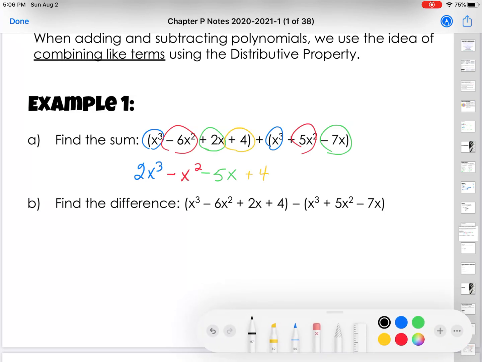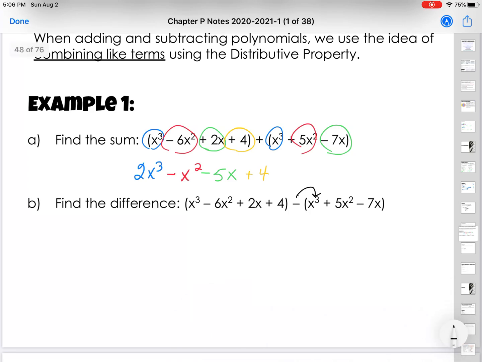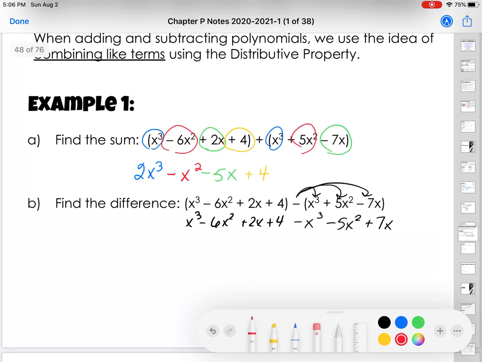The only thing different is when I am subtracting, what I want to keep in mind is this negative symbol has to be distributed. So we tend to like to rewrite first. X cubed minus 6x squared plus 2x plus 4. All of those change signs. That's a minus x cubed, a minus 5x squared, and a plus 7x. All of them change sign.